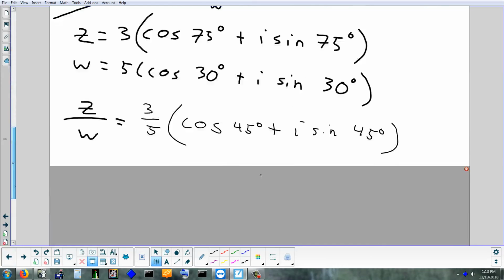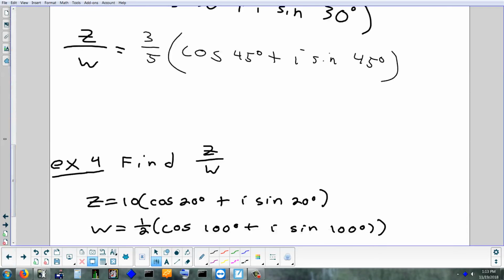All right, let's try this one. Another z divided by w. This time with z, the radius is 10, the angle is 20. W, the radius is 1/2, the angle is 100.